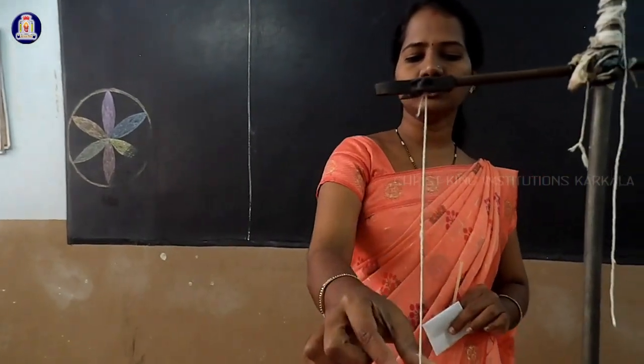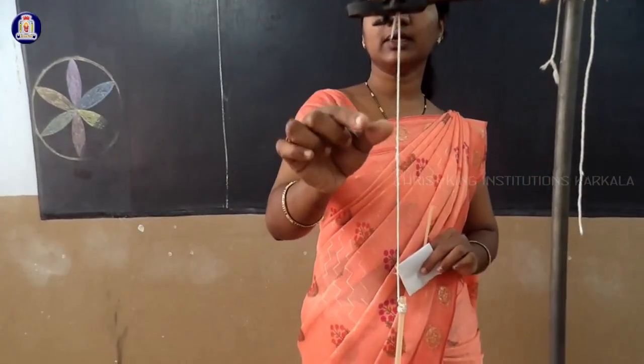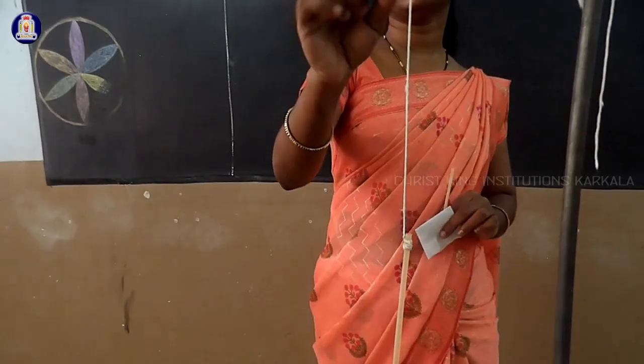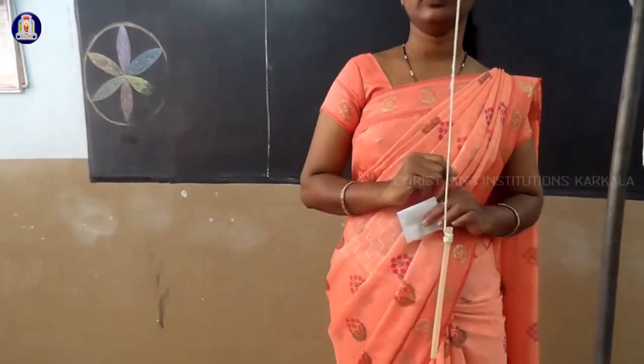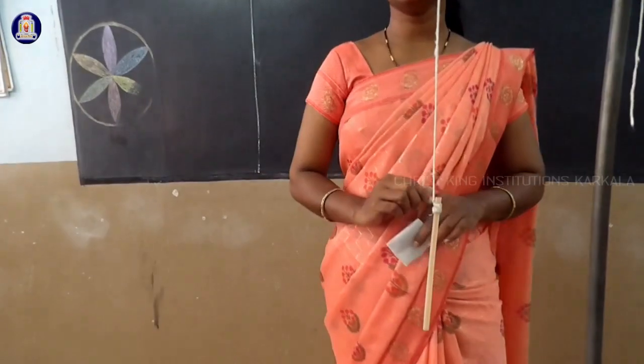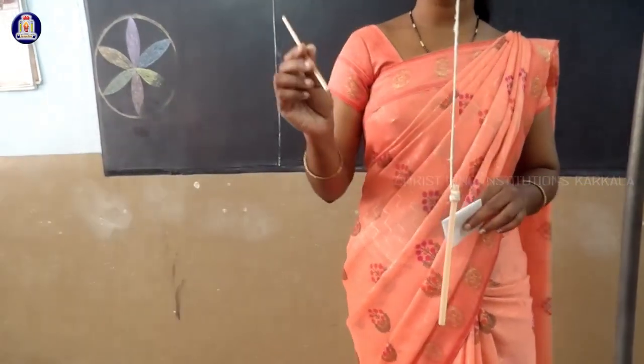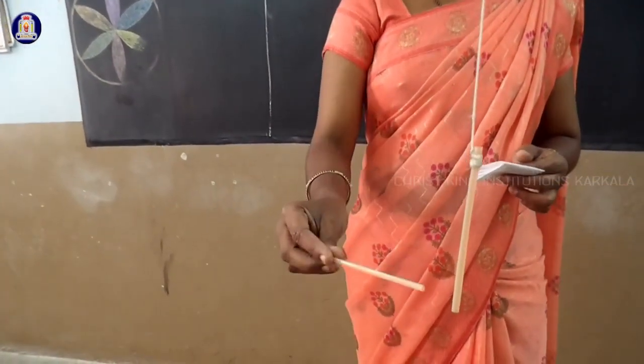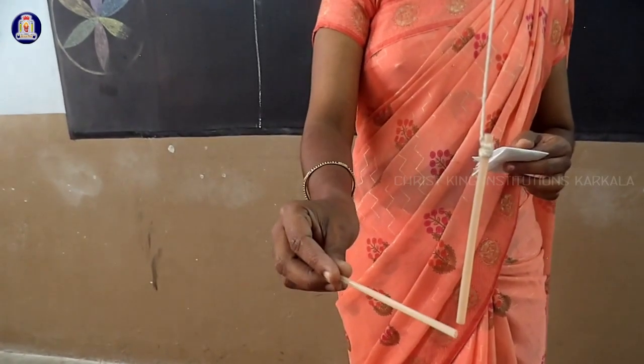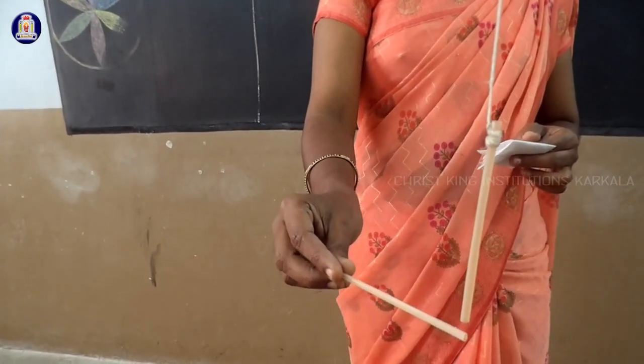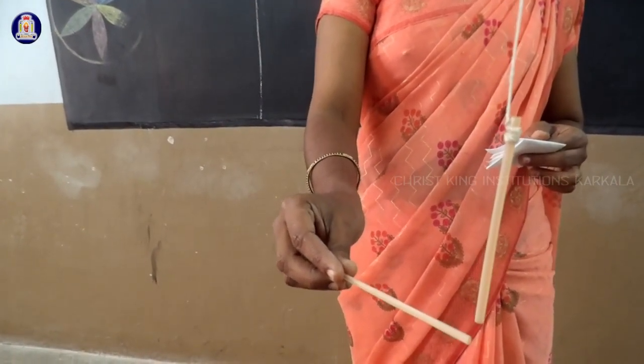To see this, take a piece of straw and tie it to a thread. Tie the thread to a stand. Now just hang this straw like this. Now take one more piece of straw. Bring this straw near the first straw. Can you see any attraction here? You cannot see any attraction.